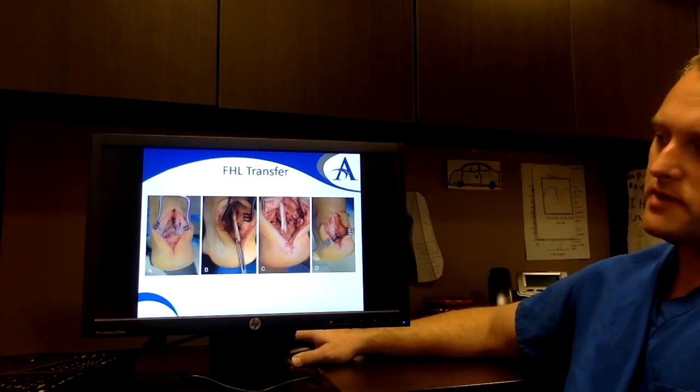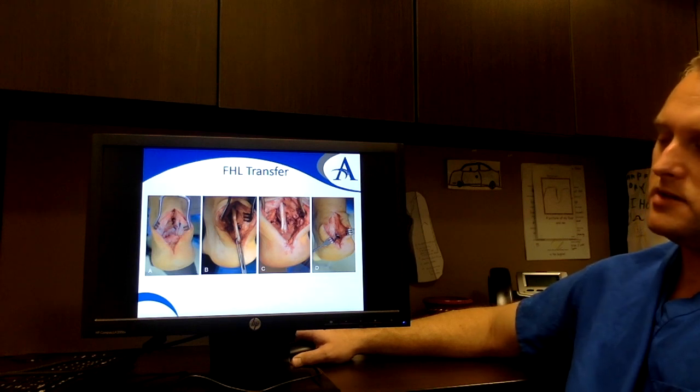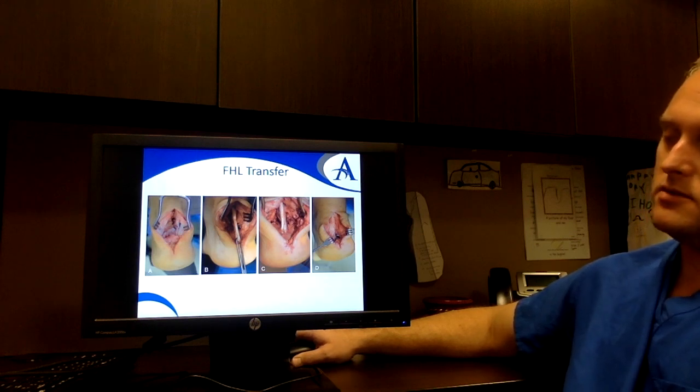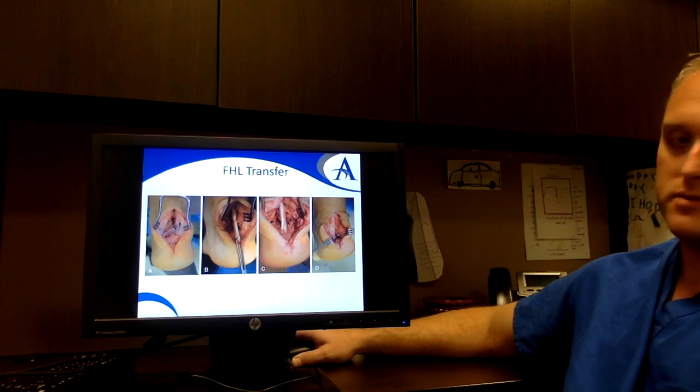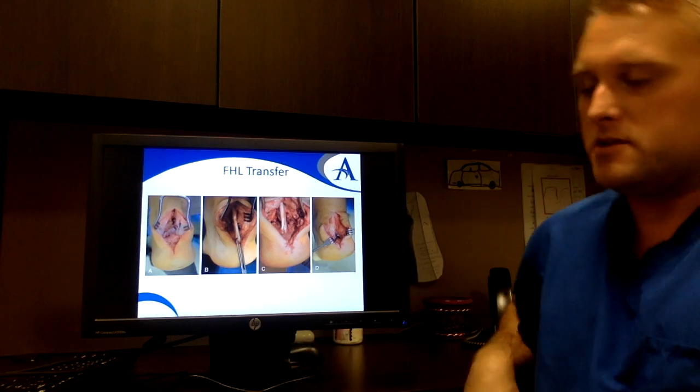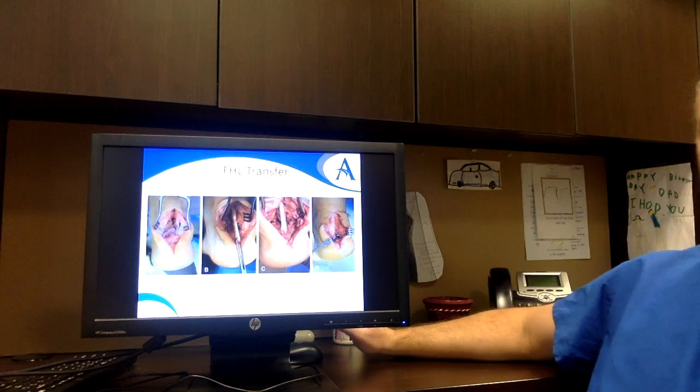And that's the tendon transfer, taking it from the FHL. There's really no morbidity to doing that, which is interesting. You don't lose push-off strength in the great toe. You really don't lose power. There's not any issues with transferring this tendon.